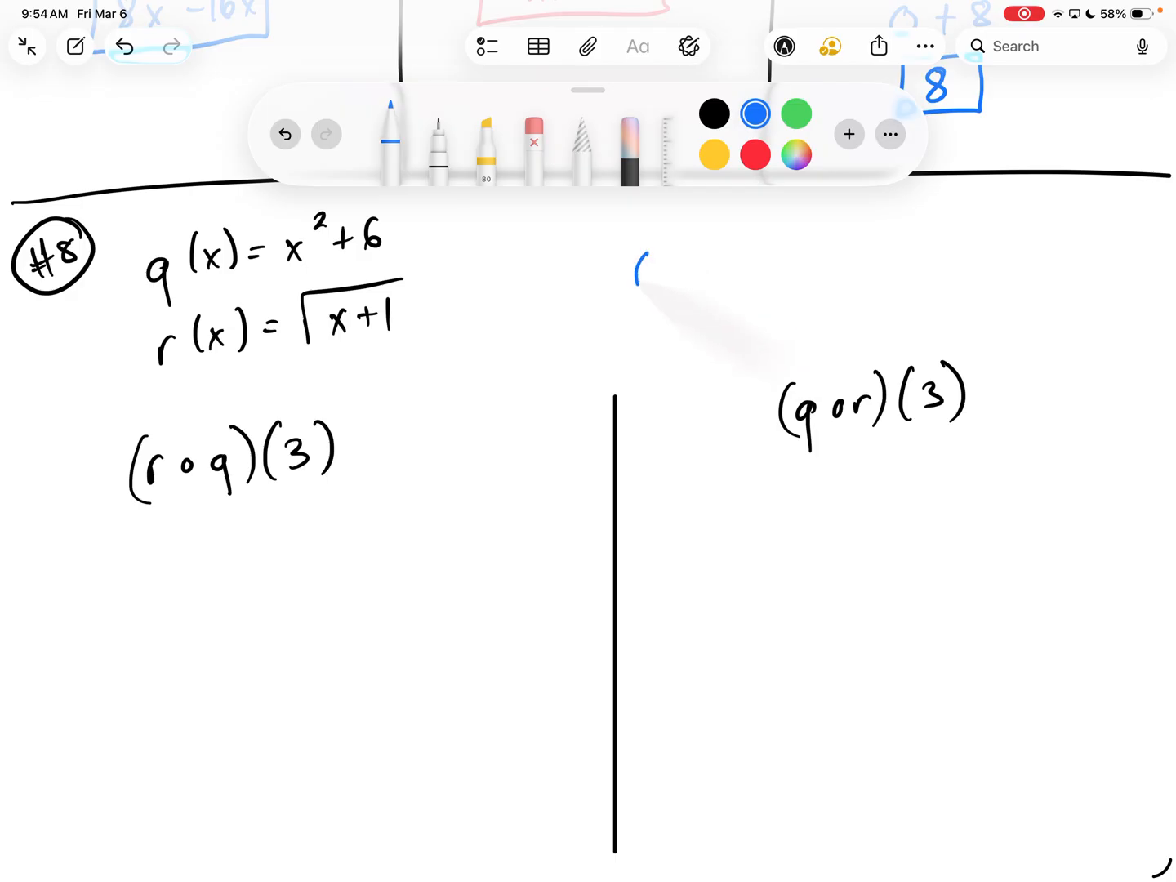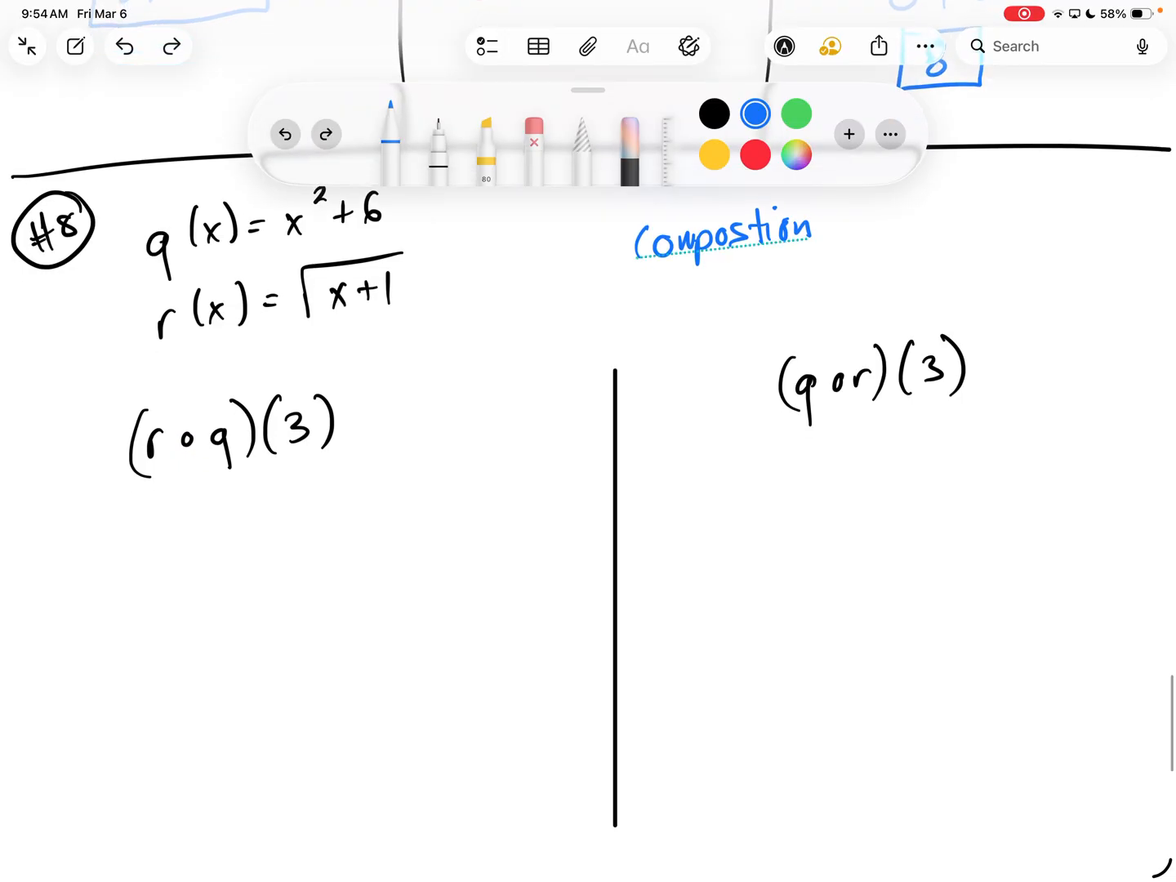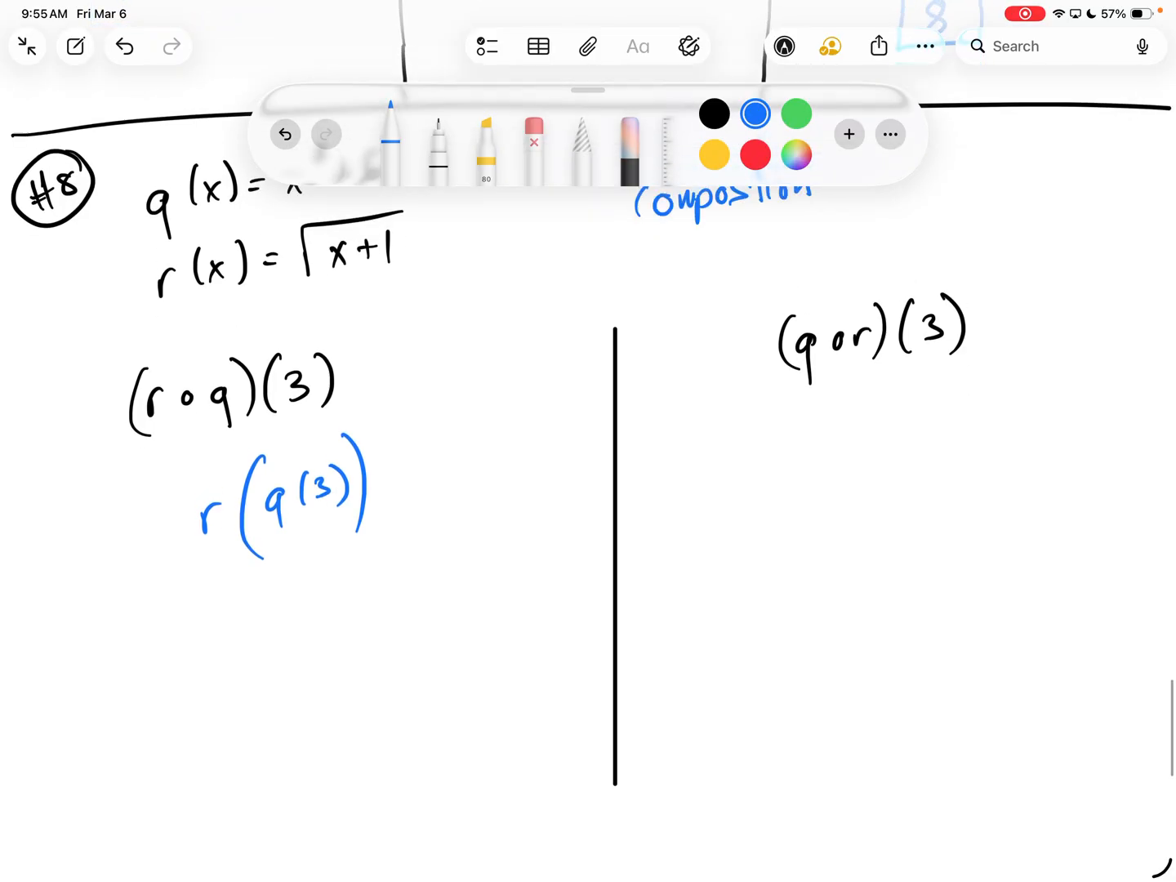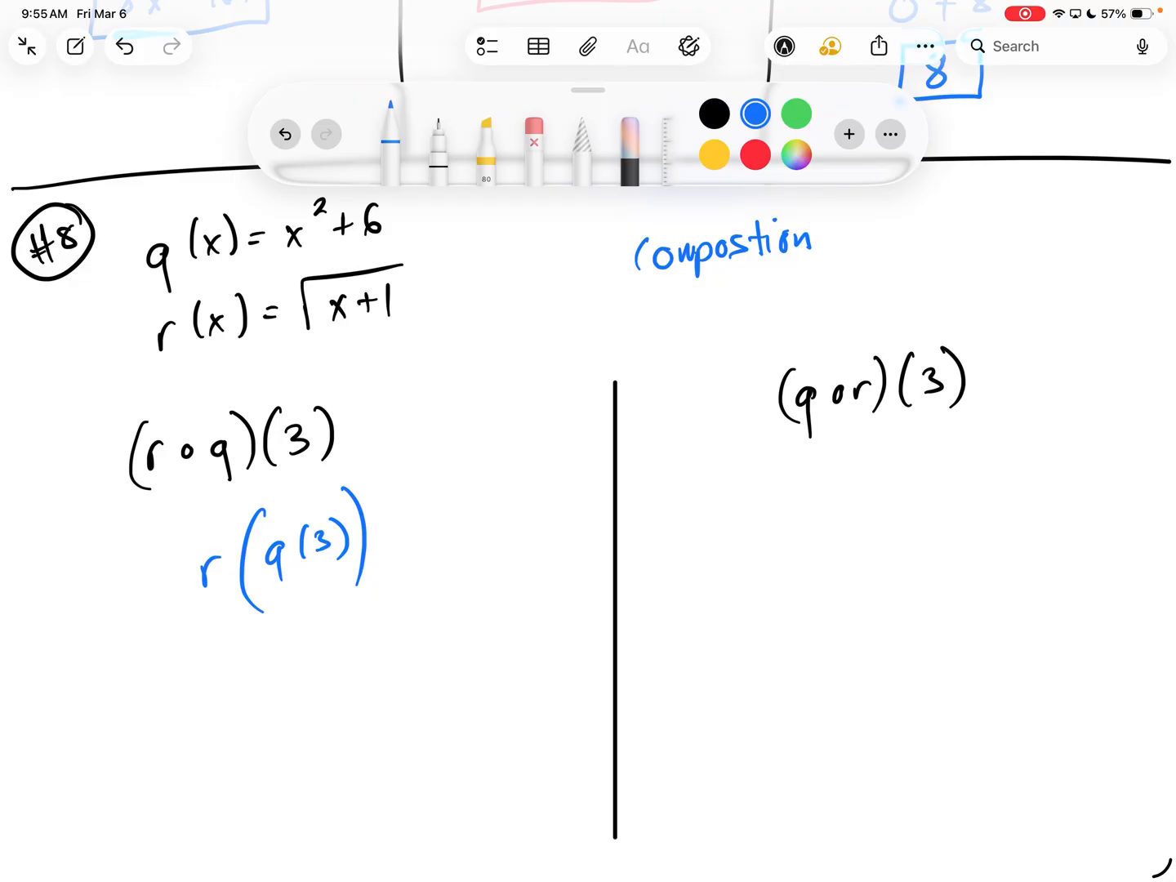All right, so this is called the composition of functions. The composition is this open circle thing right here. What you're going to do is work backwards: plug the 3 into Q, and whatever I get for my answer, I'm going to plug into R. So this is a different way to write it, right here: R of Q of 3.